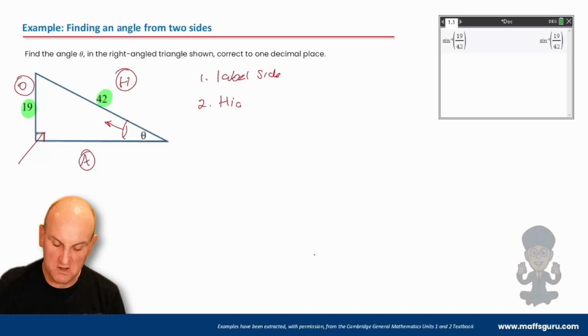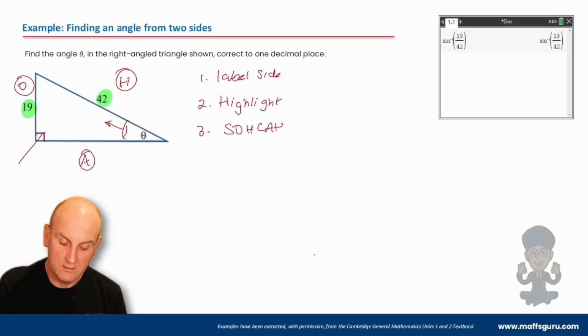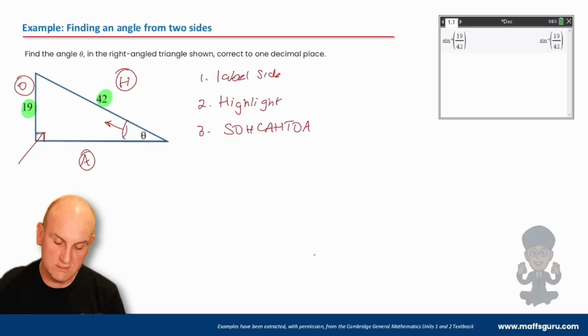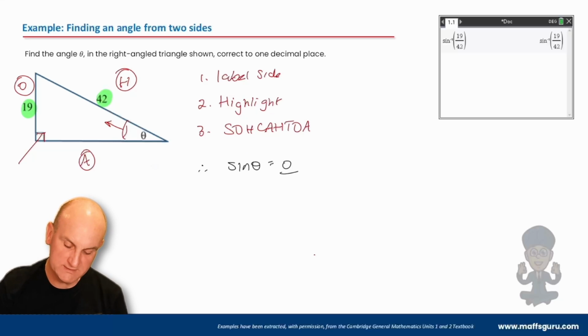So 1 was label my sides, 2 was highlight the pieces of information I'm going to use. And number 3 is write SOHCAHTOA. Then try and work out which one we want to use. We have O and H, it's SO. So therefore, I'm going to write that the sine of theta is equal to the opposite over the hypotenuse.